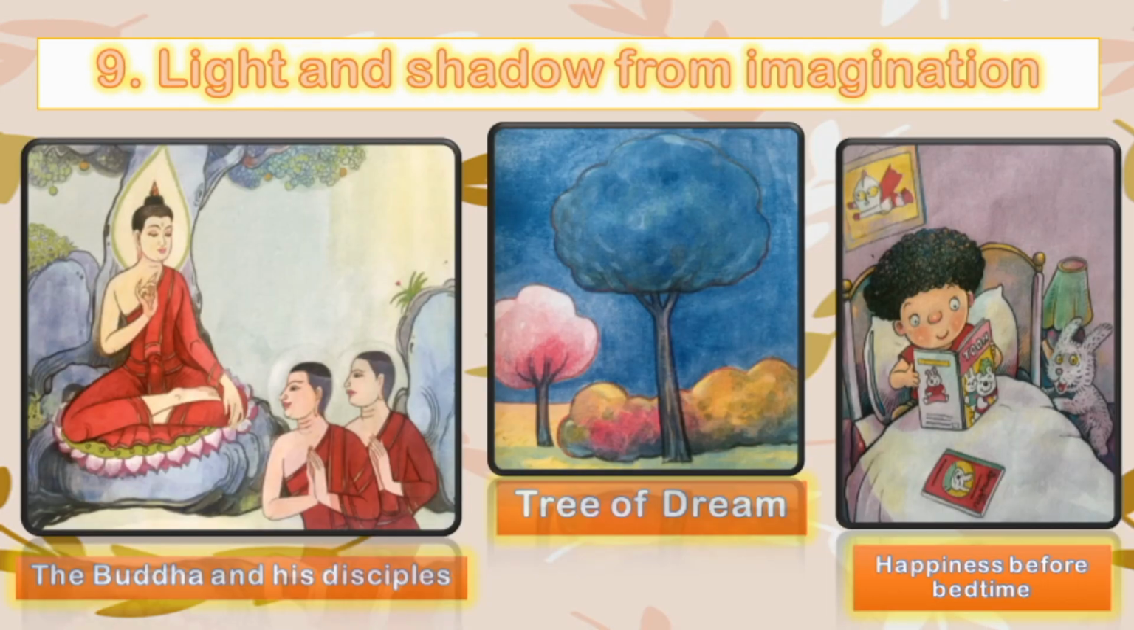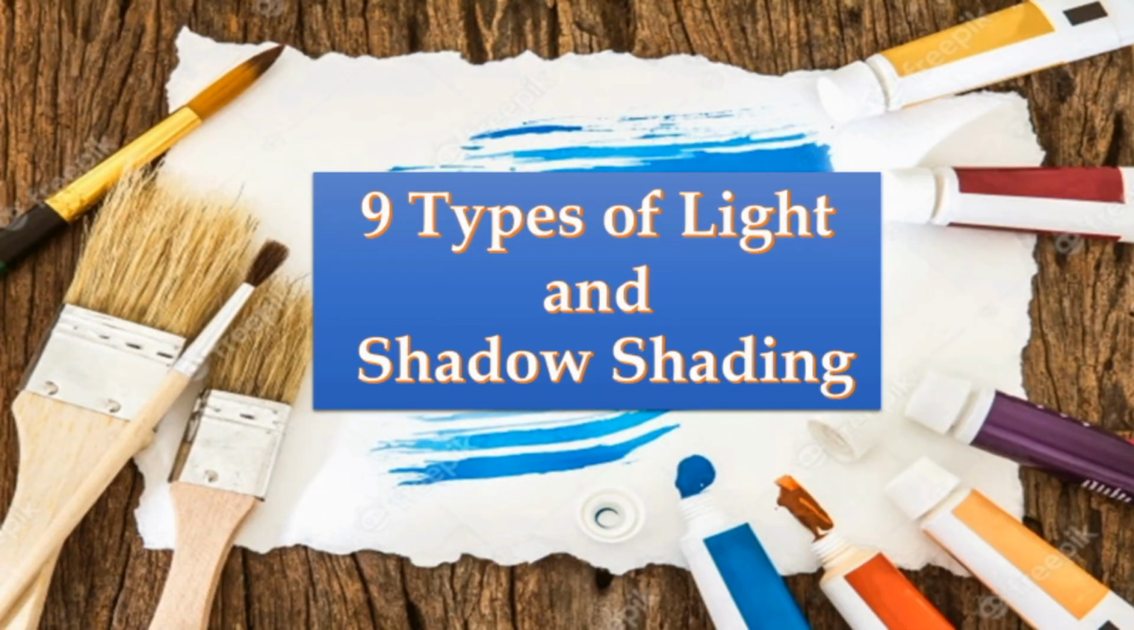And the last one is light and shadow from imagination. When you say imagination, that is your own ideas or own creativity in terms of using colors and objects that you want to show in your artwork. So those are the 9 types of light and shadow shading. I hope you understand and you can apply it in your artwork. So please familiarize yourselves with the 9 types of light and shadow shading.